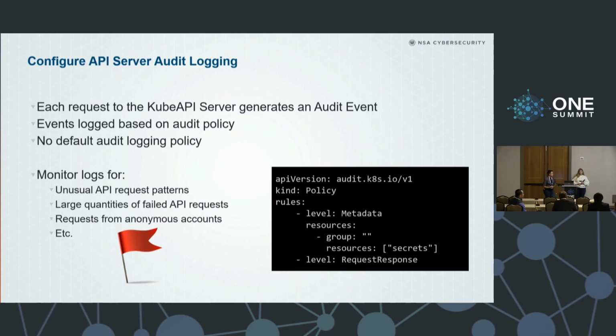This policy will log a lot of requests, so it may require tailoring for your environment depending on your capabilities for storage. However, if you're going to lower the amount that you're logging, you should keep in mind that the goal should be to reduce redundancy in your logs, and make sure you're still logging all sensitive, security relevant requests. Some things that you can monitor your logs for are unusual API request patterns, large quantities of failed API requests, or requests from anonymous accounts.